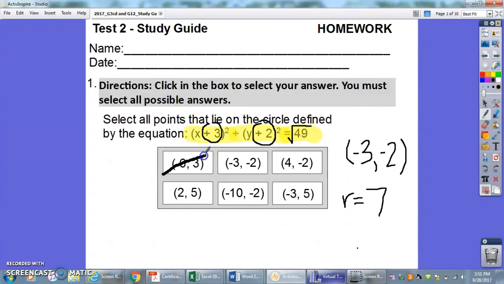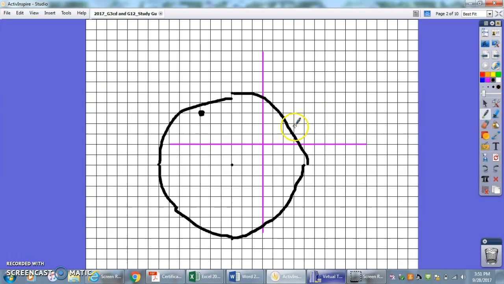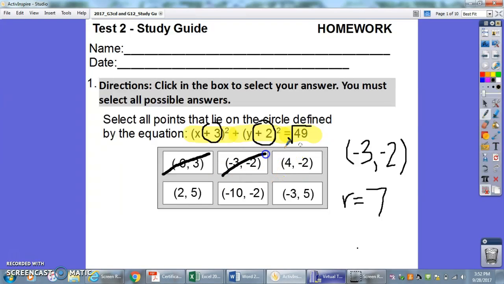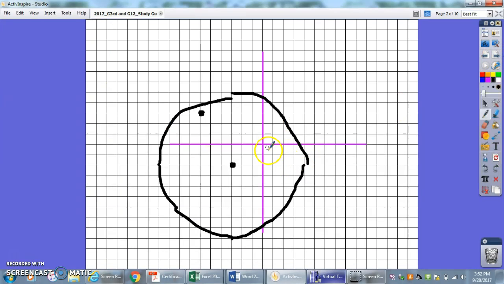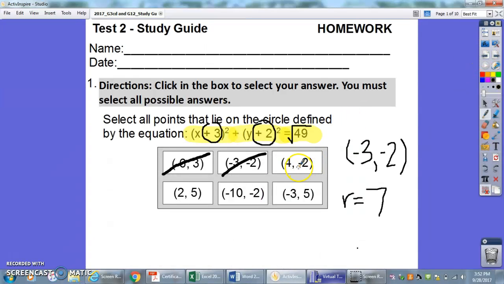Alright, next point is negative 3, negative 2. Negative 3, negative 2 is actually my center. And that's not on the circle. That's also inside the circle. Next point, 4, negative 2. So 4, negative 2, that's actually one of the 4 primary points in a graph. So that definitely is on the circle. So I'm going to say yes, I found one so far. So then you would click right here.